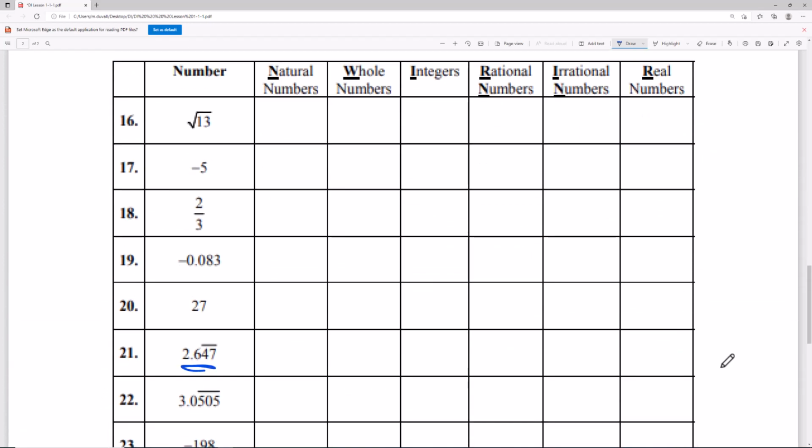Repeating decimal, let's do number 21. Repeating decimal, so therefore it's irrational and it's going to be real. 2/3, it's a rational number and real. 27, that's a natural number because it's a positive whole number. It's a whole number because it can include 0. It's an integer. I can turn it into a fraction, 27 over 1, and it's real.